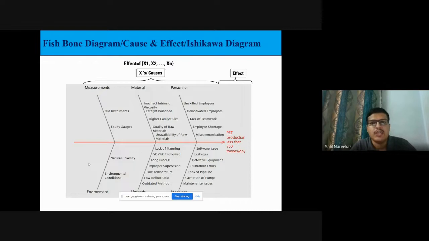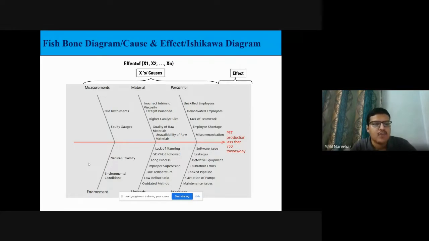All the possible issues, even the rarest of the rare issues that you can think of, you have to put down here. And this diagram looks like a fishbone, so that's why it's called a fishbone diagram. And typically the analysis is done using the concept of 5M and 1E.